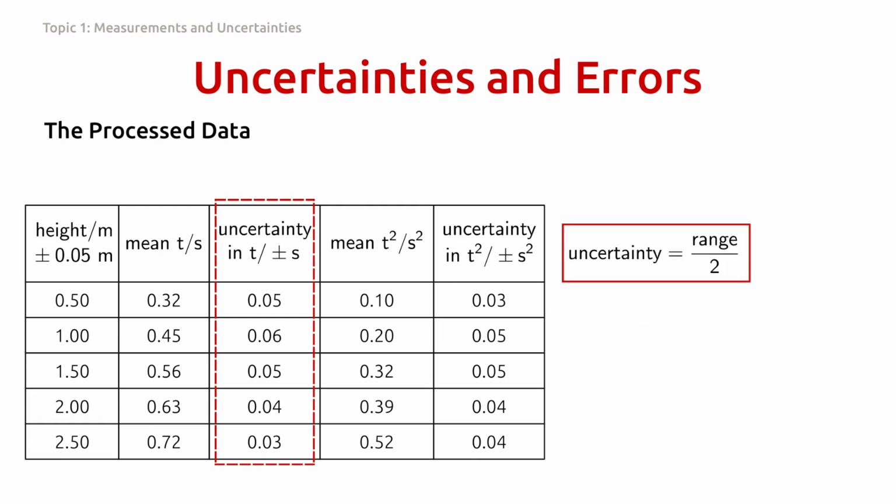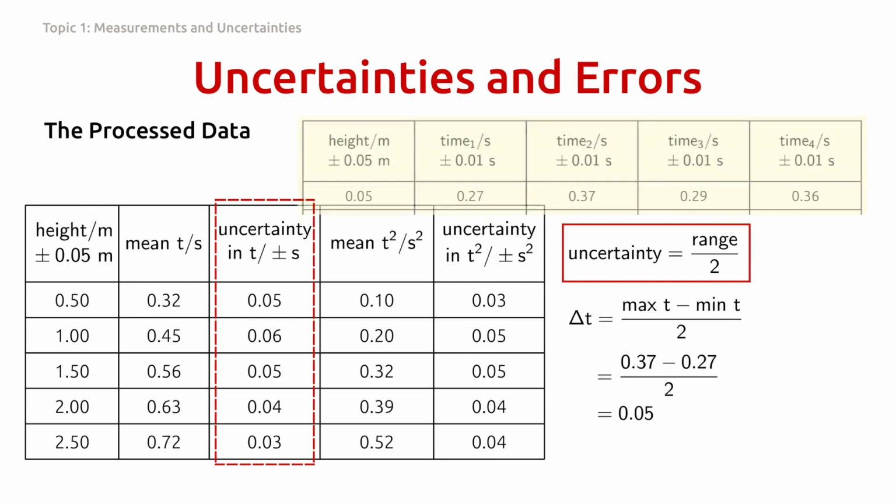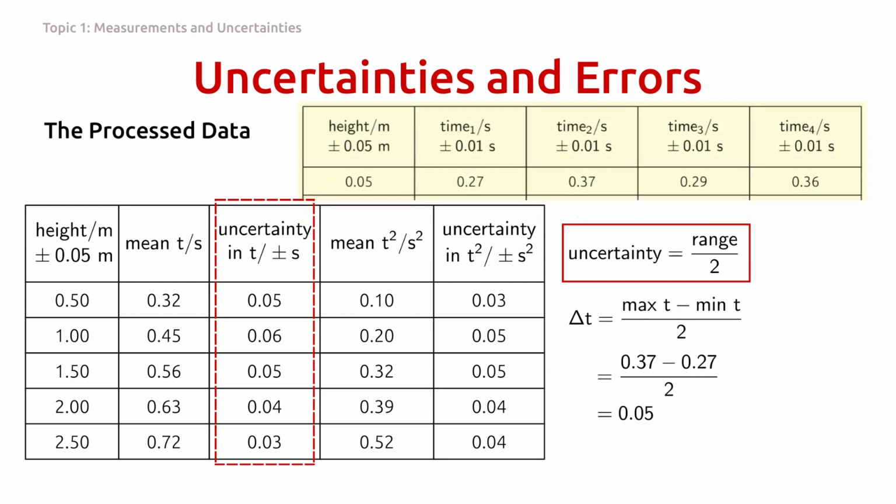And since the standard deviation is a measure of the width or the uncertainty, we will use this relation to calculate the uncertainty of data values throughout the course. Let us calculate the uncertainty in t, or delta t, by using this relation, range divided by 2. The range is the difference between the maximum t and the minimum t. The maximum time from the raw data is 0.37, and the minimum is 0.27. We take the difference and divide by 2, and this is equal to 0.05. So the uncertainty in t is plus minus 0.05 seconds.